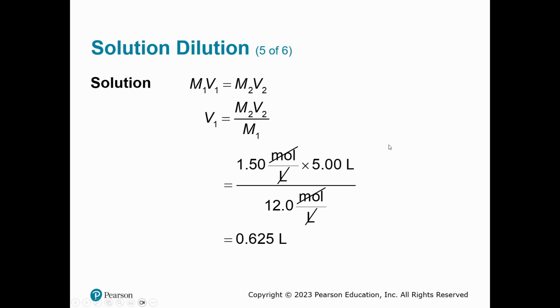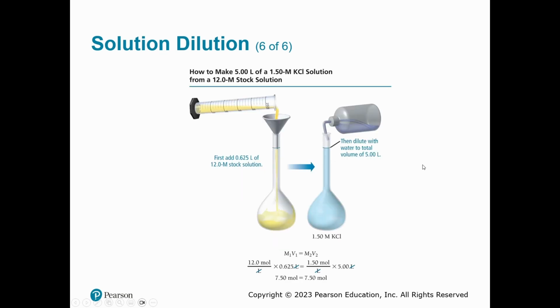We're going to divide by M1 to isolate for V1 and then plug in all of our variables. You want to make sure your units cancel out and you're just left with the correct unit. You shouldn't be getting liters if you're solving for molarity, but we're solving for volume, so we should have liters. Makes sense. And so, here's just kind of a visual representation.